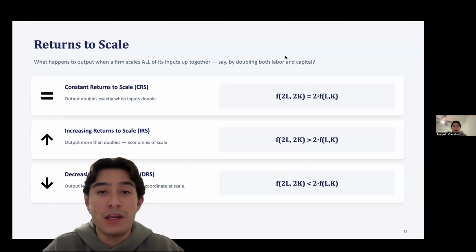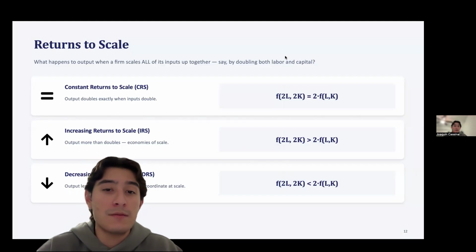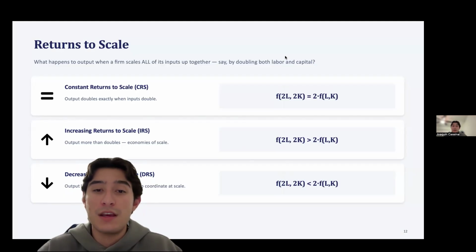Now, here's a related but different question. What happens if a firm scales all of its inputs together? So let's say doubling both labor and capital. That's returns to scale, and there are three different cases.